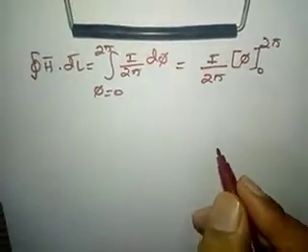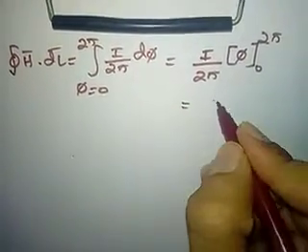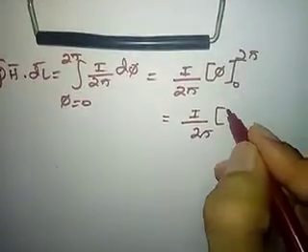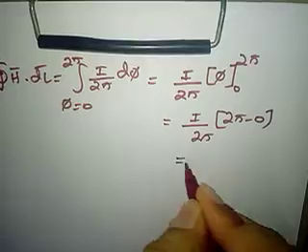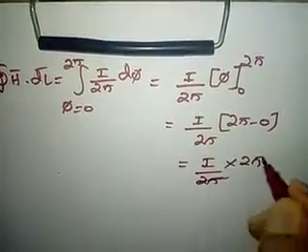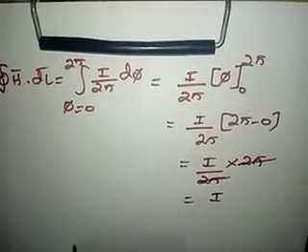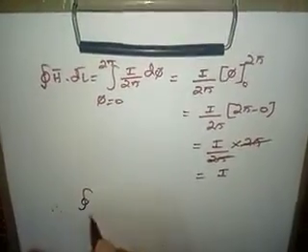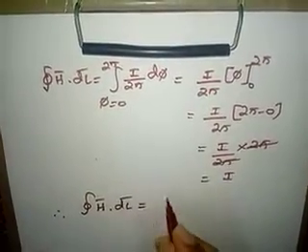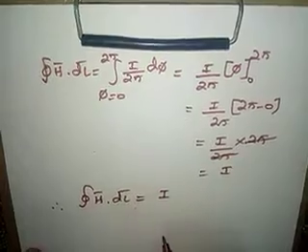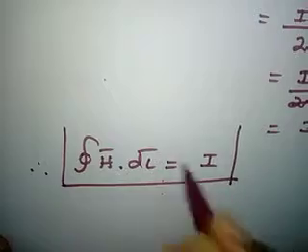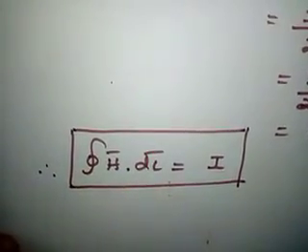I hope you all are following, students. Yes. So this will be I divided by 2 pi, times 2 pi minus 0. So this will be I divided by 2 pi into 2 pi. 2 pi and 2 pi will cancel, so you get only I. So what it indicates is that the closed line integral of the magnetic field intensity with respect to the length is equal to the current I enclosed by that path. This is one of the important derivations for Ampere's circuital law, right?